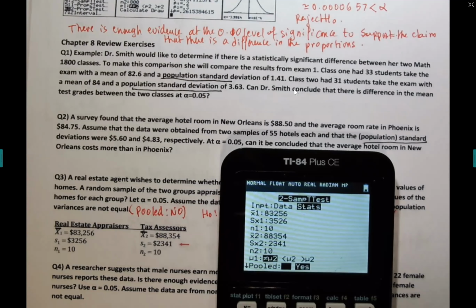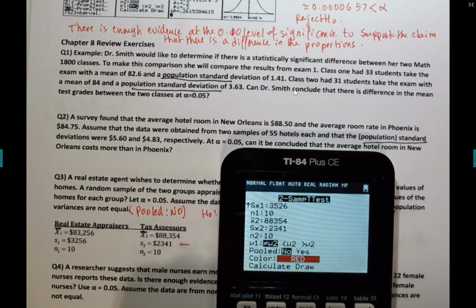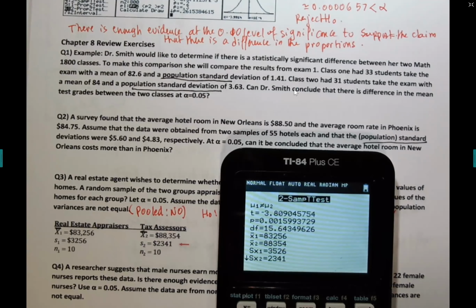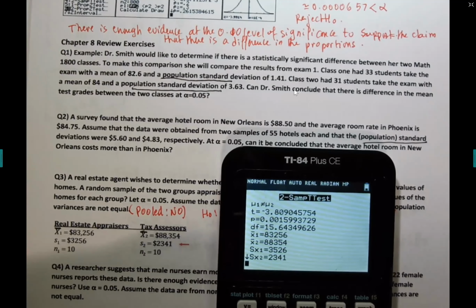It says not equal means pooled is no. Look, you have to select it. Select it. Don't let the gray part on the yes. It has to be on the no. And then calculate. Okay. So T is negative 3.809, and look at the p-value. It's very small, guys. That's all I need.